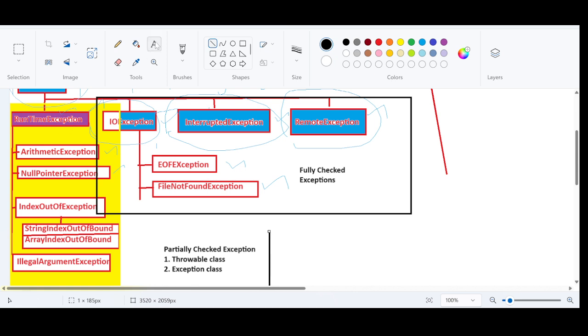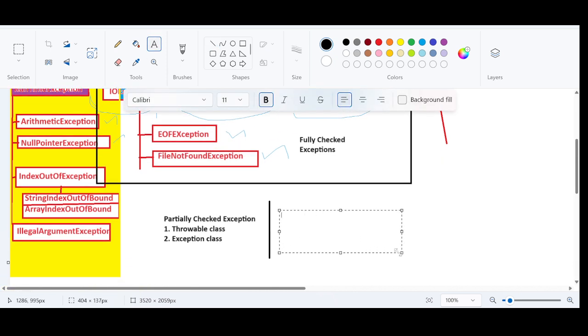So if we talk about RuntimeException, there is only one unchecked exception class in Java, which is the RuntimeException class. All the classes falling under RuntimeException are unchecked exceptions. This is another takeaway. Partially checked means the Throwable class and the Exception class. Unchecked exception means only one exception, which is RuntimeException and its subclasses.